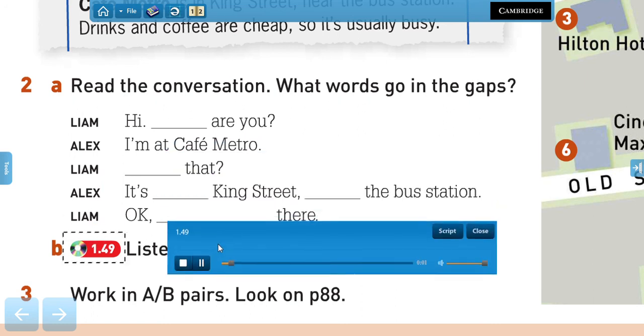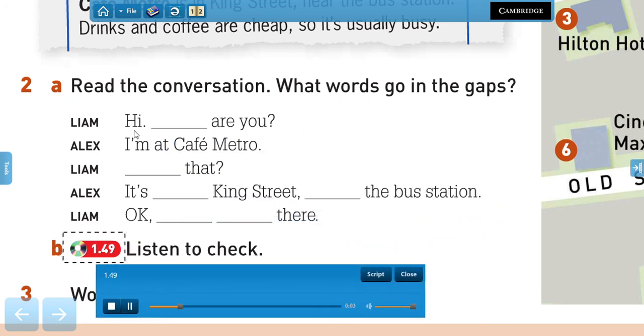Track 49. Hi, where are you? I'm at Cafe Metro. Where's that? It's in King Street, near the bus station. Okay, see you there.